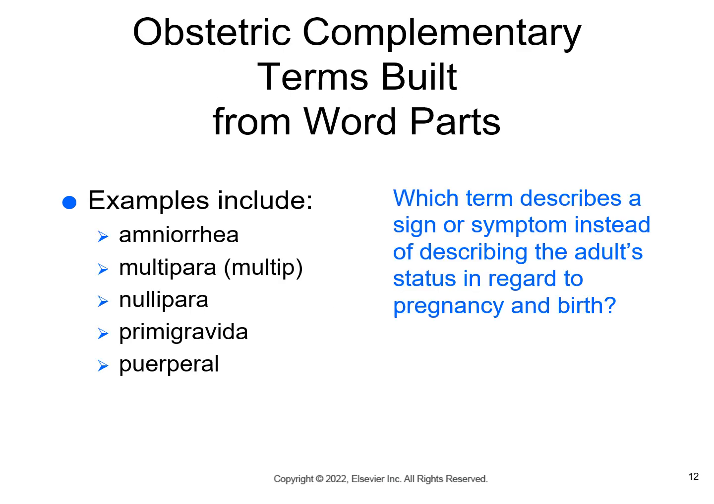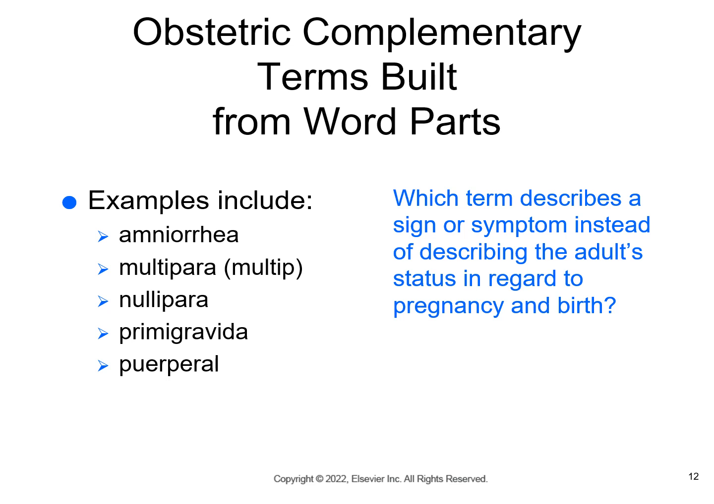Here are some obstetric complementary terms that are built from word parts. Amniorrhea is the leaking of amniotic fluid. Multipara is a woman who has had more than one pregnancy, resulting in viable offspring. Nullipara is when there have been no pregnancies, resulting in viable offspring. Primigravida is a woman who is pregnant for the first time. And puerperal means pertaining to childbirth.